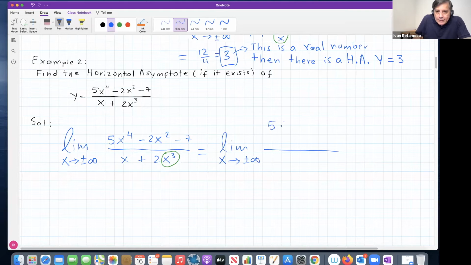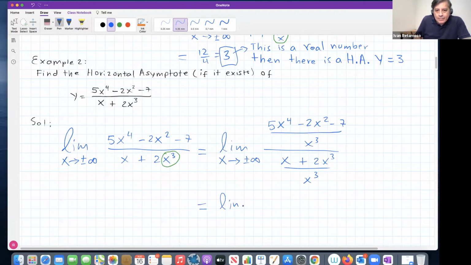This will be 5x to the 4 minus 2x squared minus 7 divided by x cubed, over, no, it's the denominator here, be careful, x plus 2x cubed over this guy, x cubed. This is what we're going to do.